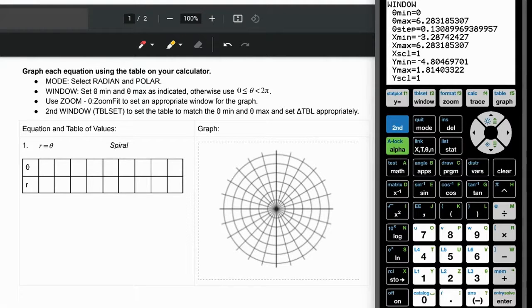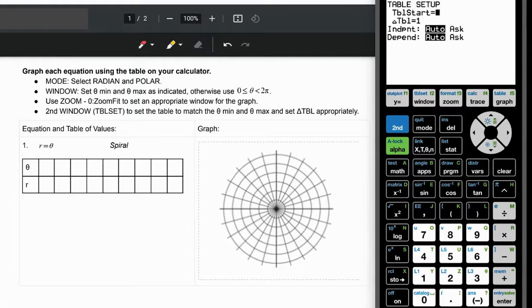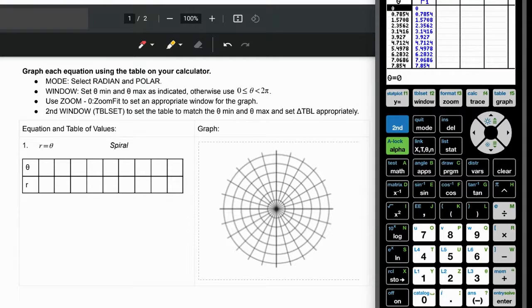All right, so to fill out our table, we're going to go to table set because we want to have it start at 0, but then we're going to have it go up by pi over 4. I would say that typically pi over 4 is a good delta table. So that means that in your table of values, this theta coordinate is 0, and then pi over 4, and then 2 pi over 4, which is pi over 2, and then 3 pi over 4, and then 4 pi over 4, which is pi. So we're going to copy that down, but I'm going to fill out the table with exact values for the theta values.